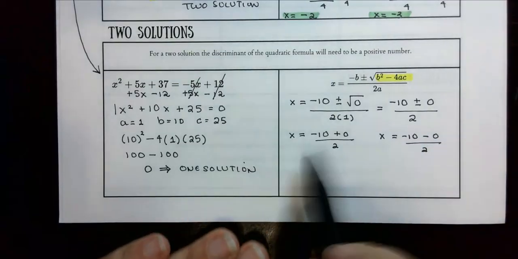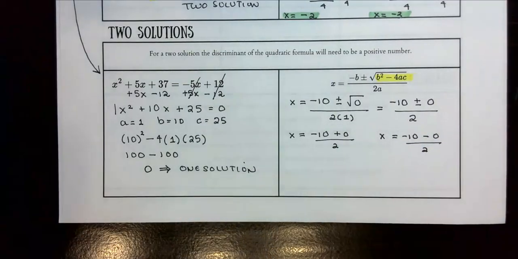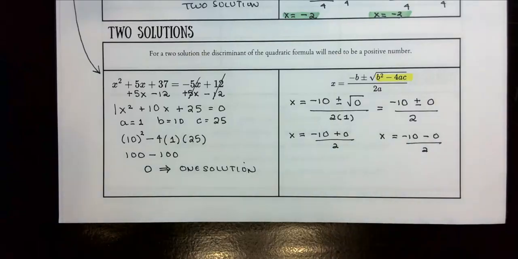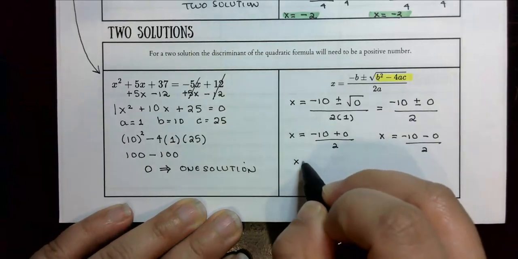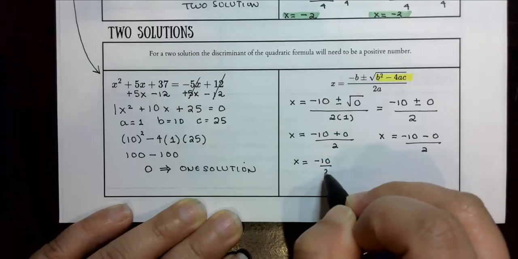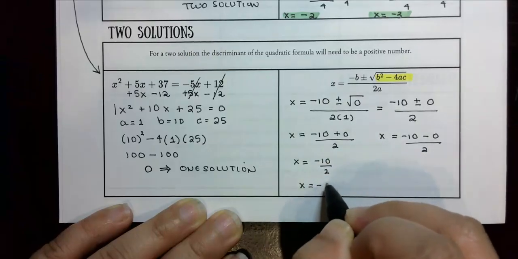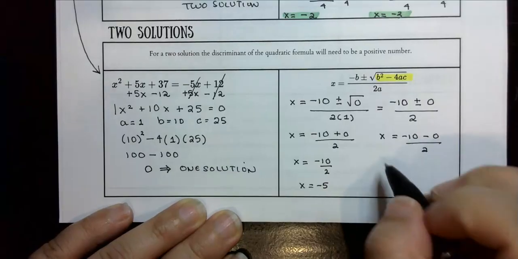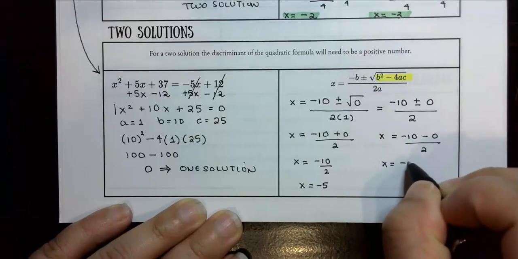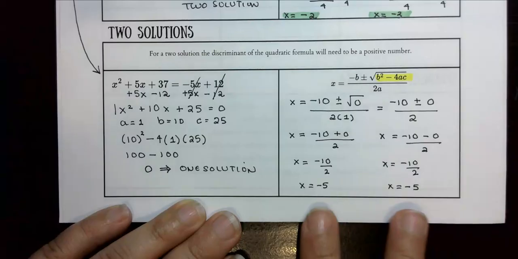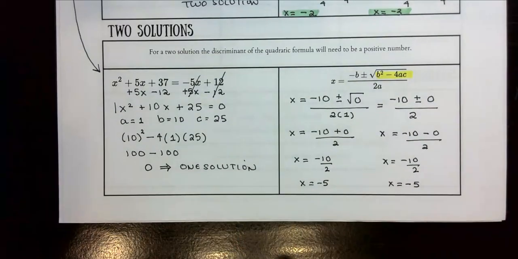Now, the reason I'm asking you to do this is because we normally have to split it if it were any other number. We can do the same thing with the 0. But you're going to realize we're going to end up with the same thing. Because negative 10 plus 0 is still negative 10 over 2, which gives us negative 5. If you do negative 10 minus 0, it's still negative 10 over 2, which is equal to negative 5. Both of these numbers are exactly the same.